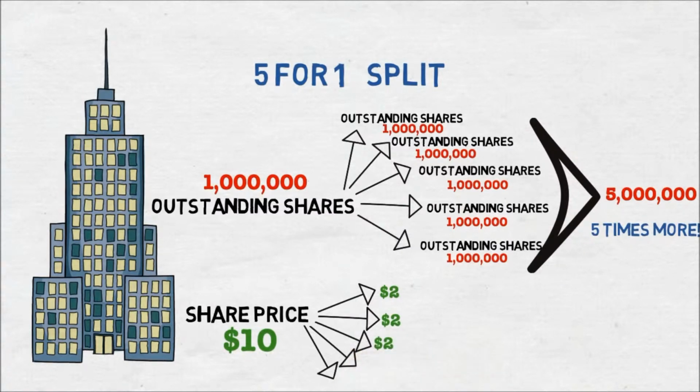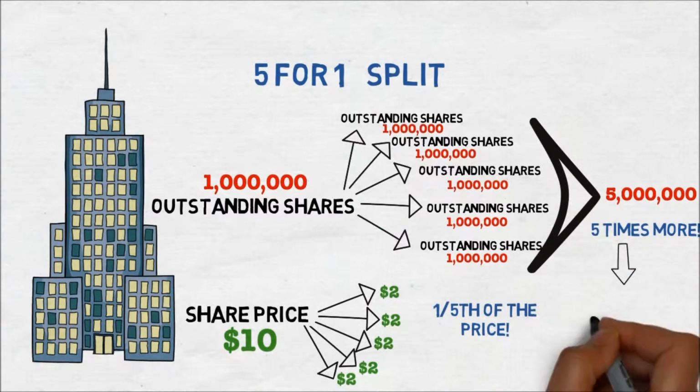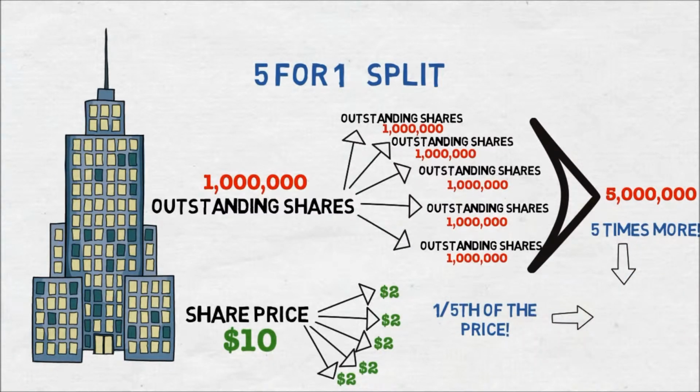So if you happen to own 100 shares of that company for $1,000, then your share price will decrease to $2, but you will have 5 times more shares. So it equals out. So they're worth a little less, but you have more. Okay, so it comes out to the exact same value.